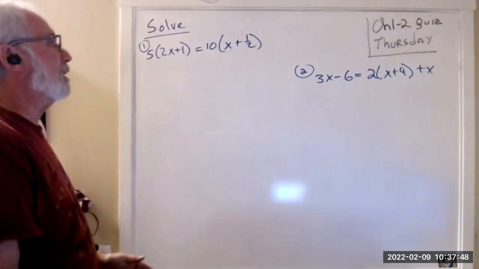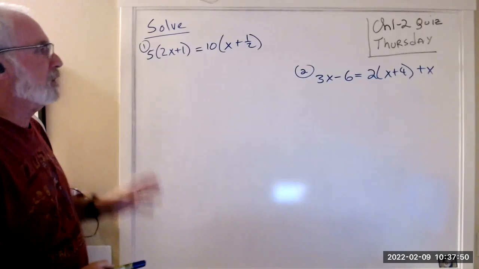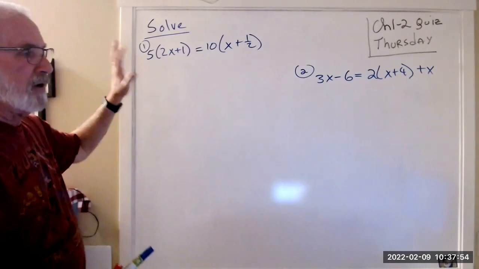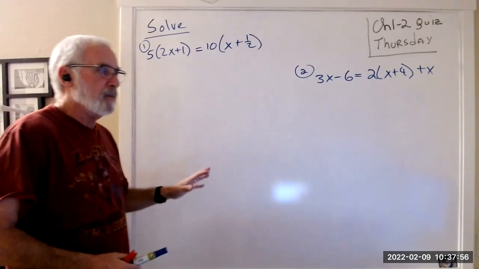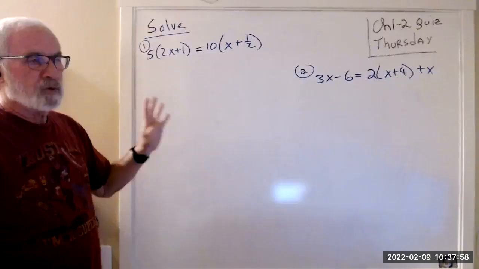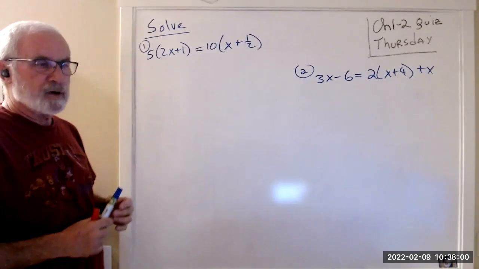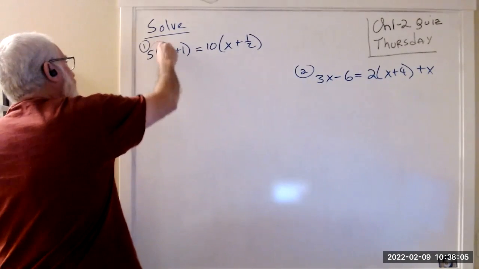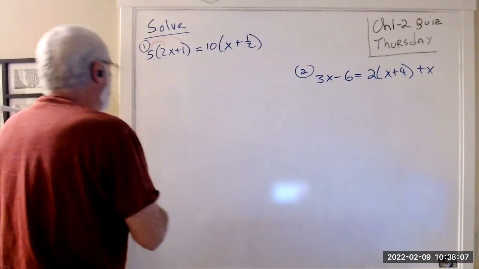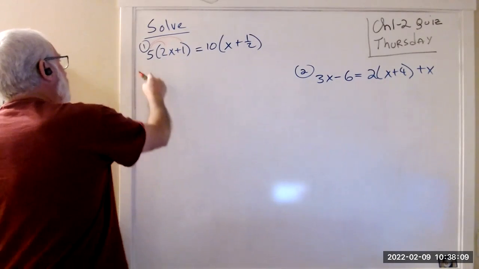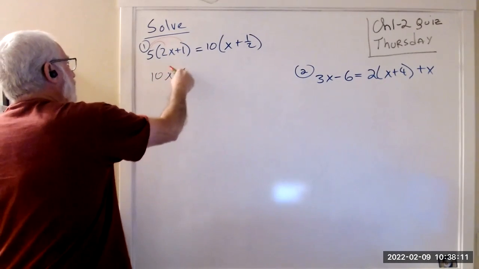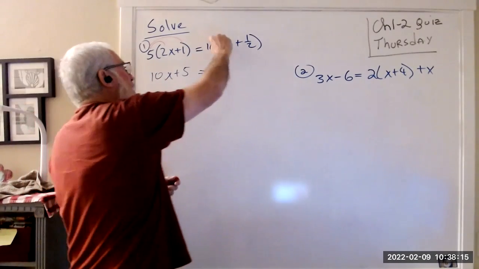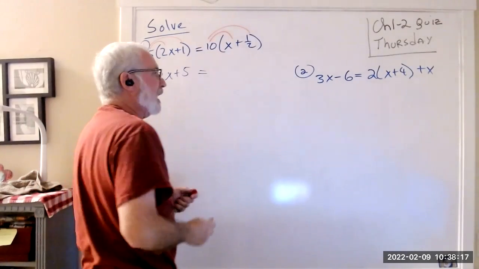Okay, so we're working on these two equations from chapter 2, and I gave you 5 steps the other day. First step was to distribute to remove any parentheses. So on this problem, you're going to go 5 times 2, 5 times 1, and you're going to get 10x plus 5 equals. On this one, you're going to go 10 times x, 10 times a half.